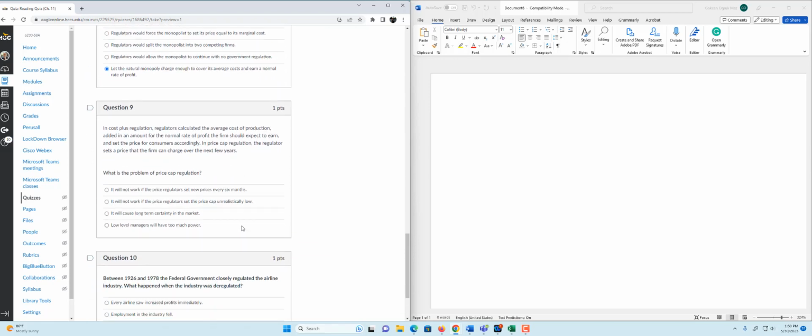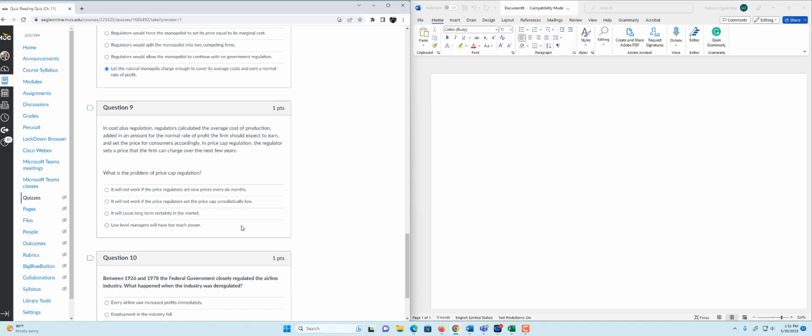In cost plus regulation, regulators calculated the average cost of production, added in an amount for the normal rate of profit the firm should expect to earn, and set the price for consumers accordingly. In price cap regulation, the regulator sets a price that the firm can charge over the next few years. What is the problem of price cap regulation?